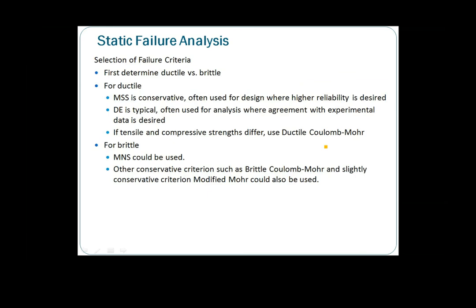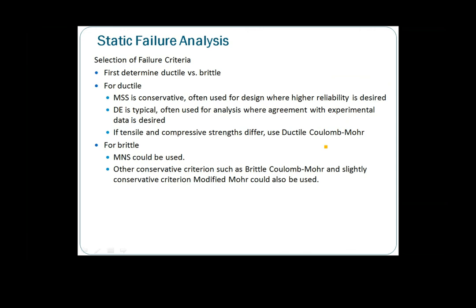So how do we select failure criteria? First, of course, we have to categorize whether it's a ductile or brittle material that we are using. If you're not sure, then look into the strain itself, whether it is larger or less than 0.05. If it's ductile, you use MSS or DE. In general, MSS is conservative, so it is suitable for design, or when you need a high reliability. You don't want failures to happen in your design, you are not sure or uncertain, then you need a high reliability, so you can use MSS.